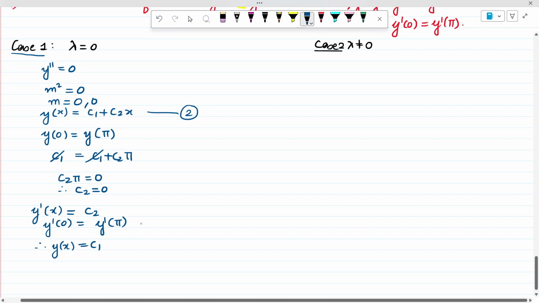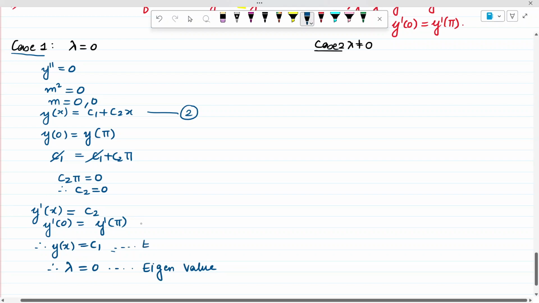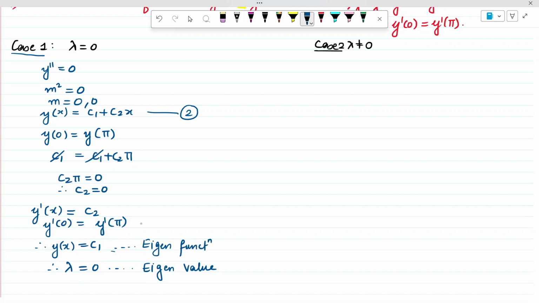And therefore, lambda equal to 0 is an eigenvalue. And the corresponding eigenfunction, it's actually a group of functions. These are the eigenfunctions. Y of x equal to C1. As you keep changing the value of C1 to 1, 2, 3, 4, maybe root 2, root 3, whatever, you will keep getting different eigenfunctions here. Okay, so you got one eigenvalue and a set of eigenfunctions there.